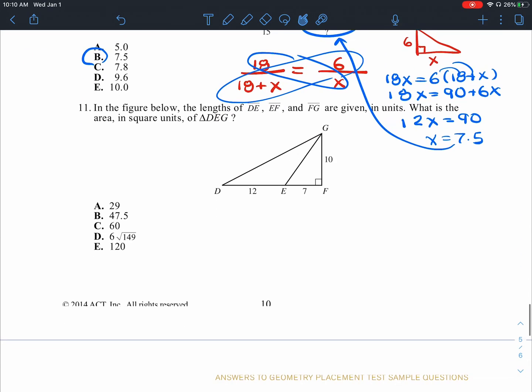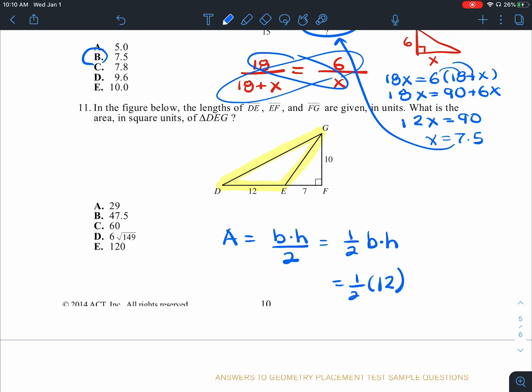And our very last problem. In this figure below, we have the lengths DE, EF, and FG. They're all given and labeled. The question is, what is the area in square units of triangle DEG? Now I'm going to highlight that. That's this triangle here. Remember, the area formula for a triangle is base times height divided by 2, or you might write it as 1/2 the base times the height. Now the base in this triangle would be 12.